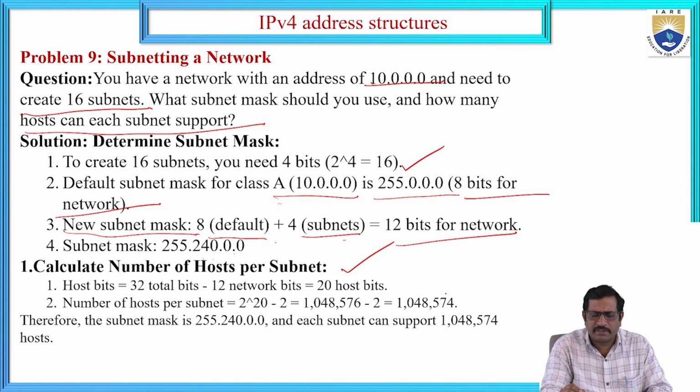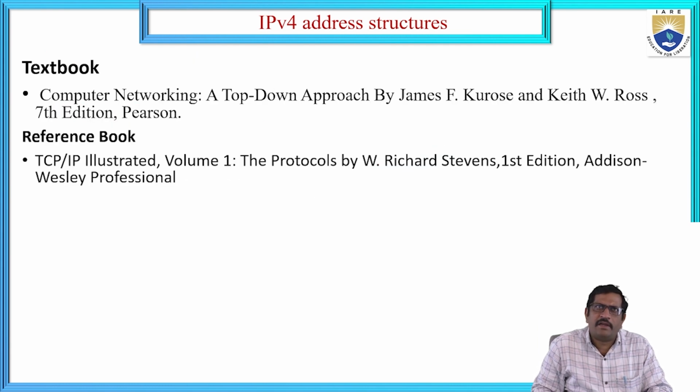Now calculating the number of hosts per subnet. The formula is 2 to the power of the host bits, minus 2. The host bits are 20 bits, so 2 to the power of 20 minus 2 gives 1048574 hosts per subnet. Like this, we can calculate.